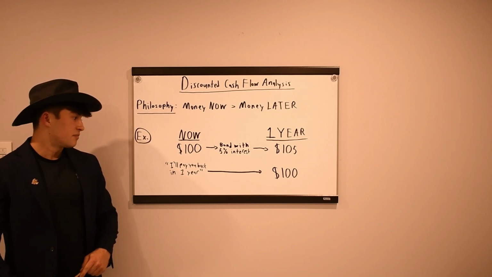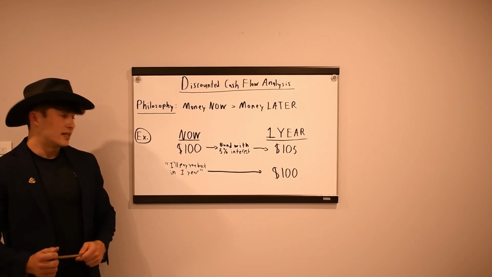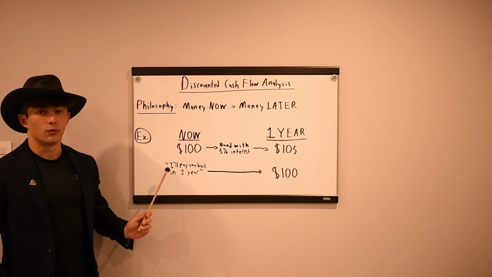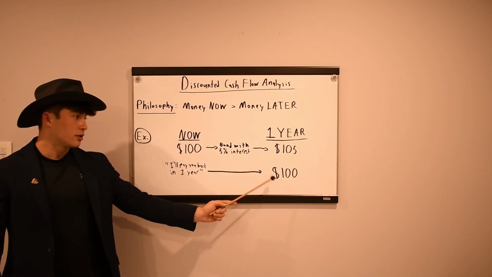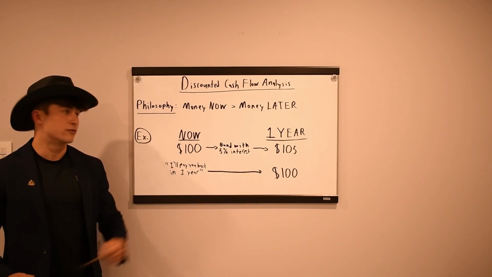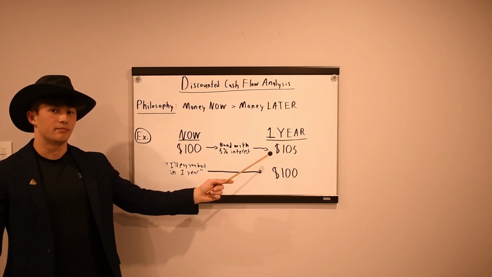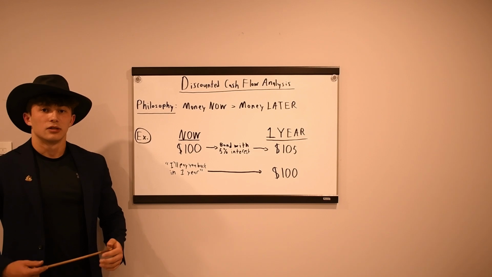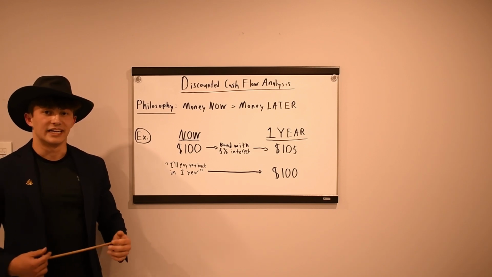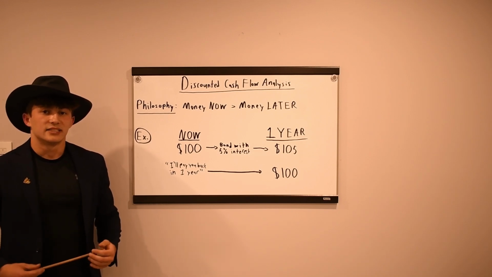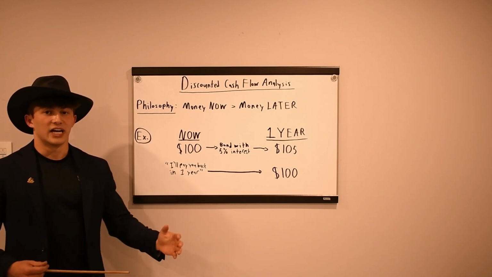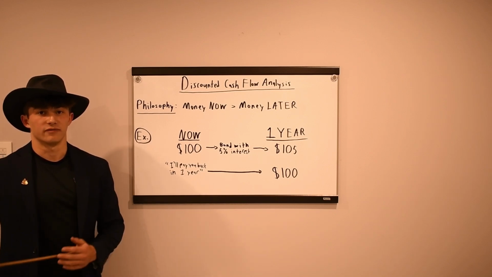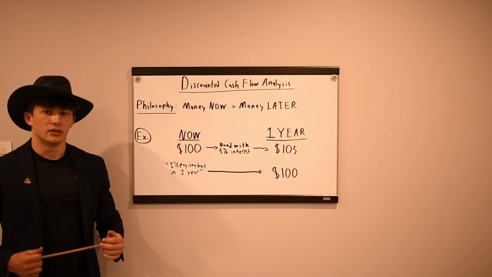On the other hand, your friend could be a leech that says, bro, I'll pay you back in 1 year. And in 1 year, you'll have $100 instead of what you would have had if he paid it back to you right away, which would have been $105. So essentially, the way discounted cash flow analysis calculates the intrinsic value is by taking all of the company's future cash flows and reducing it to its current value, which would then give you the intrinsic value.